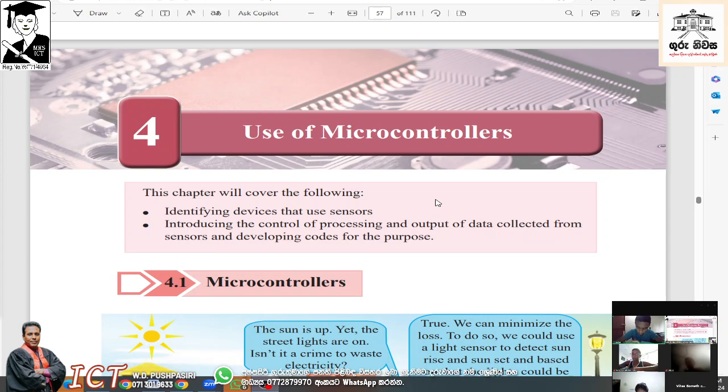We will learn controlling the processing and output the information. Right, full stop.